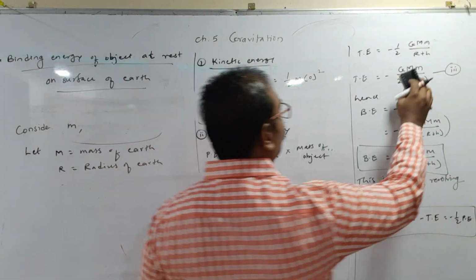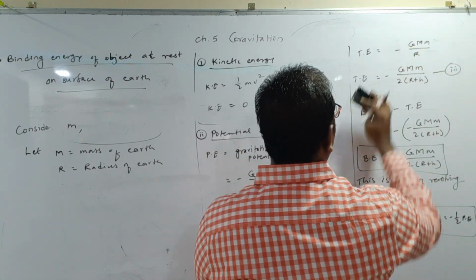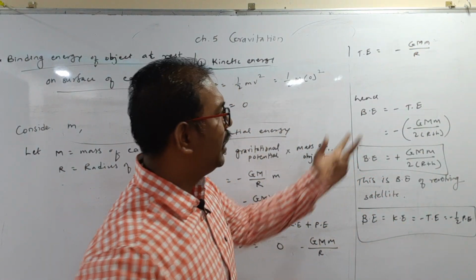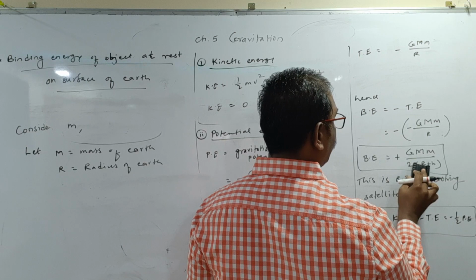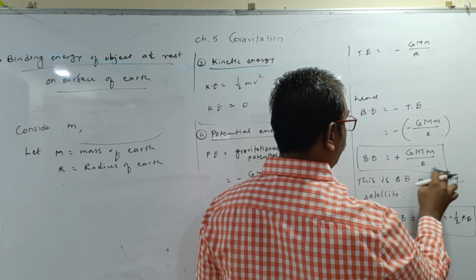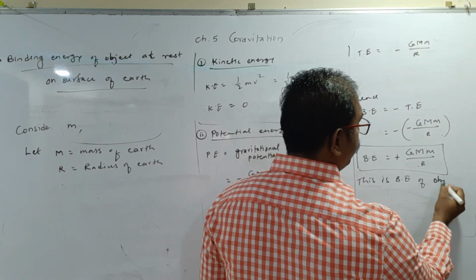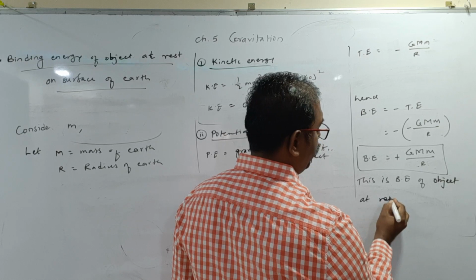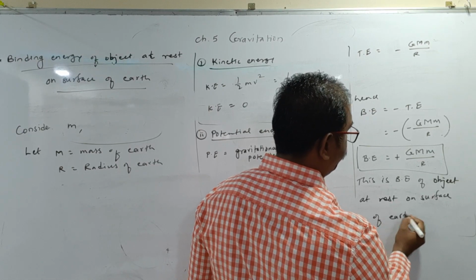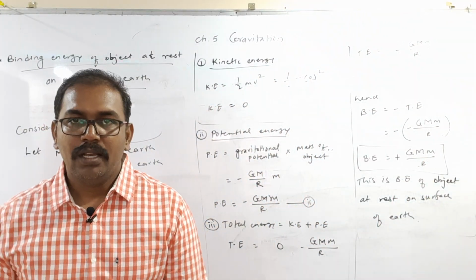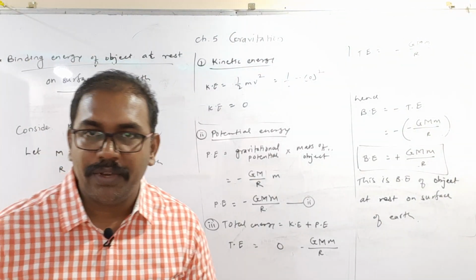Now here we get the final formula. Minus GMm divided by R, and this is the total energy. As we get total energy, binding energy is the minus of total energy. So this is the formula for binding energy of object at rest on surface of earth. You remember this one. So this is the binding energy of object at rest on surface of earth. I hope everyone understood how we get this binding energy.